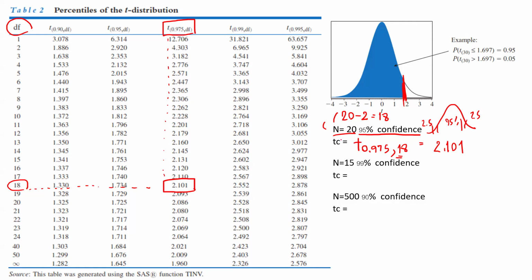Okay, next, n equal 15. Please find 99% confident. Okay, so 99% means 99% on the center. It means we allow 0.5% on both sides. So we have to open T 995. Too fast?